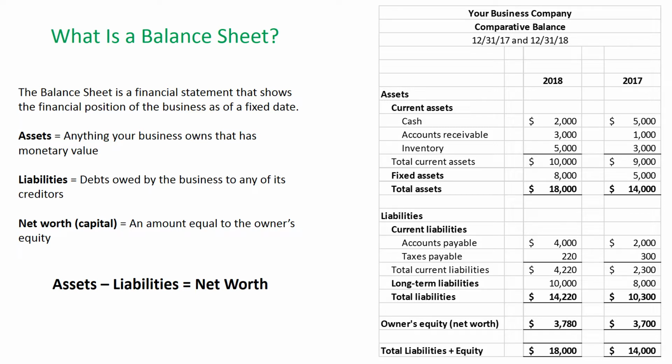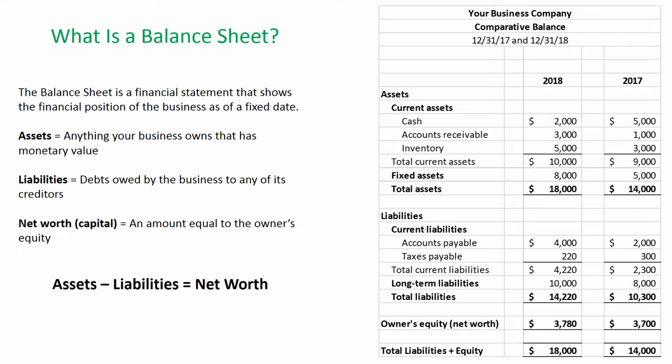By regularly preparing this statement, you'll be able to identify and analyze trends in the financial strength of your business and thus implement timely modifications. The three categories, assets, liabilities, and net worth, are related in that at any given time, a business's assets equal the total contributions by its creditors and owners.